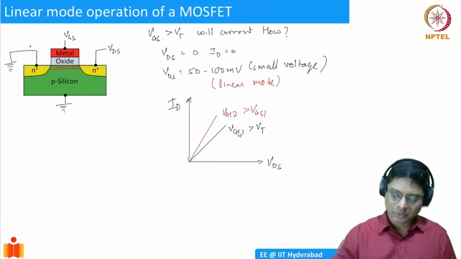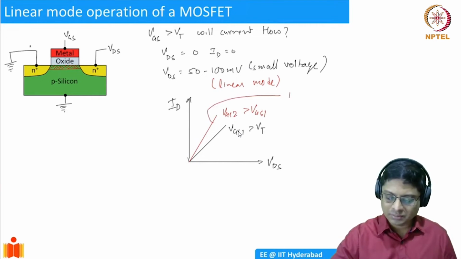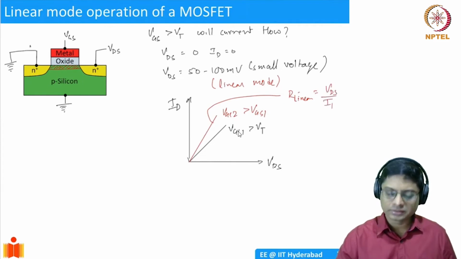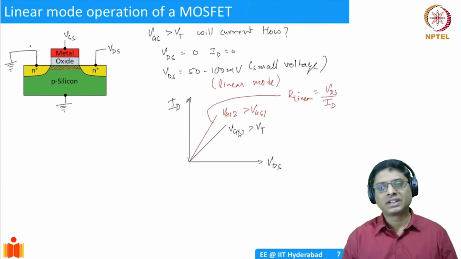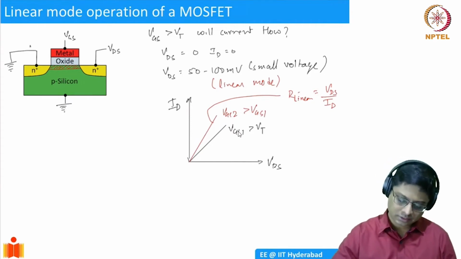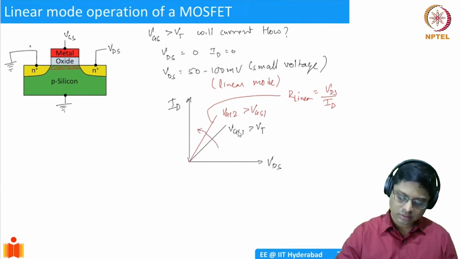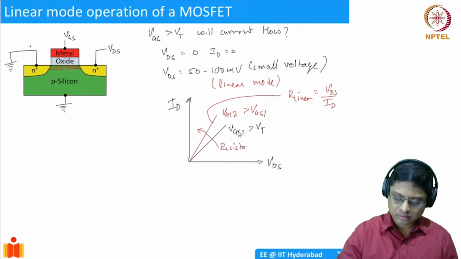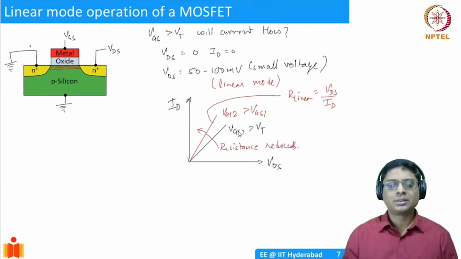Okay. So if you look at this situation, the resistance is simply going to be R linear, I'll call it. R linear is going to be simply VD by ID, VDS by ID. That's it. This is my resistance, right? So as you increase the gate voltage, the resistance reduces, so you have higher current. Okay. So this is how the MOSFET behaves.